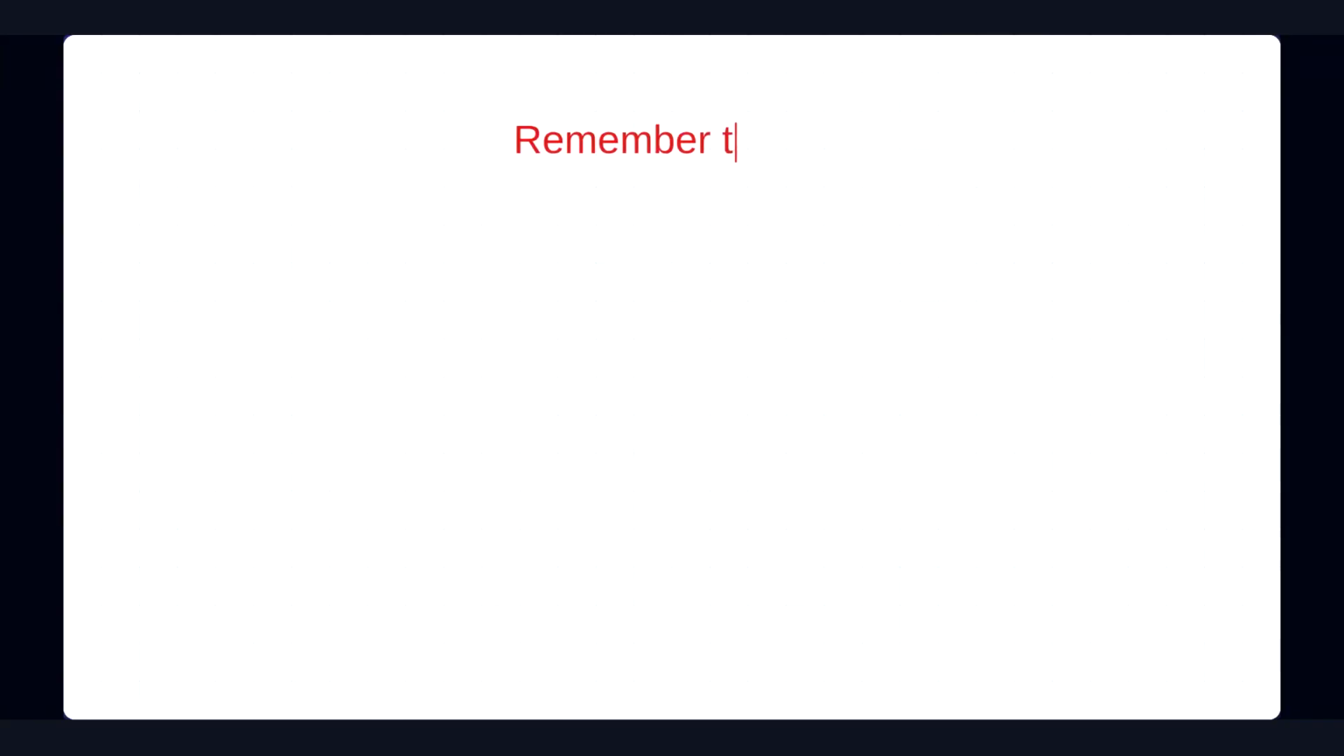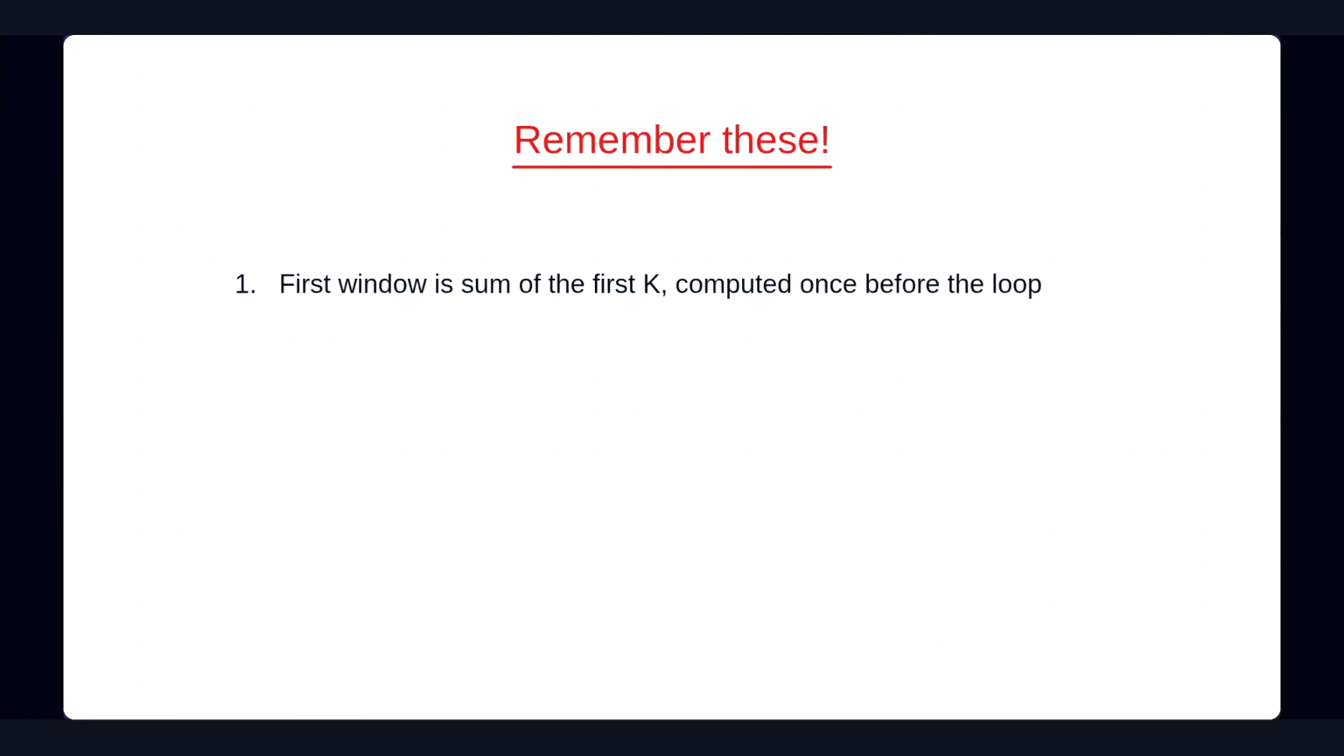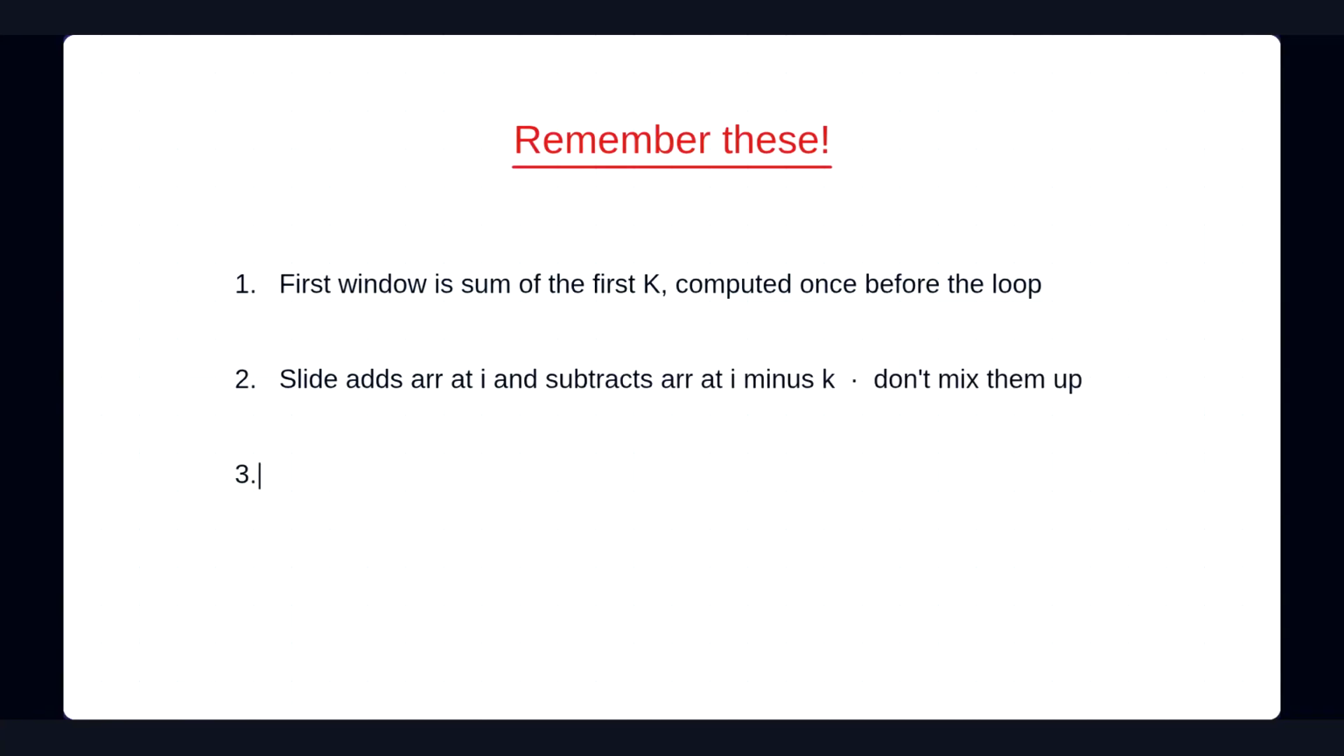A few things to keep straight. The first window is the sum of the first k numbers, done once before the loop begins. When you slide, add the number at index i and subtract the number at index i minus k, and be careful not to swap those. And this assumes the window length is at least 1 and no bigger than the list itself.